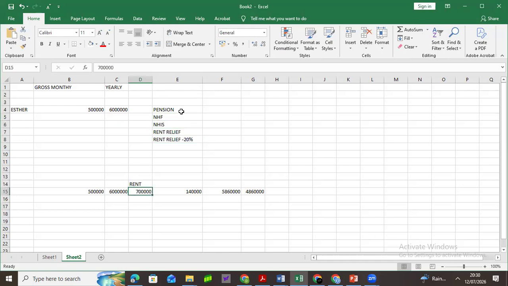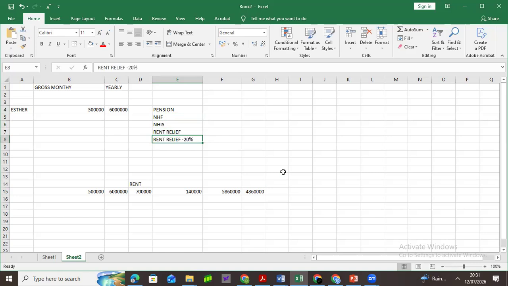But the pension, we already contributed to pension, so it has made our gross a little lesser. So why are we taxing the whole gross when some of the amounts are never coming directly to the employee? So we remove pension, yearly pension, we minus NHF, we minus NHIS, and the 20% rent relief.